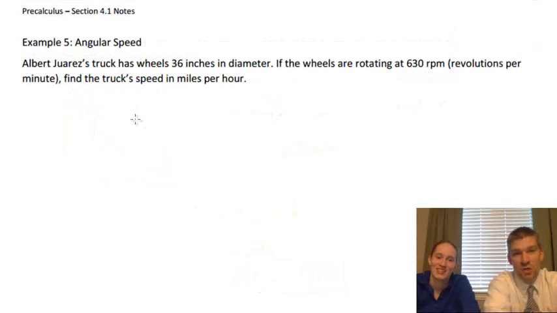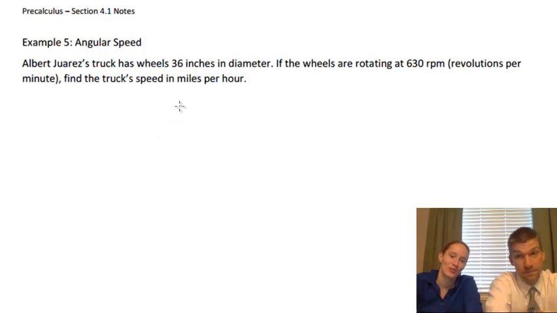Albert Juarez's truck. Oh boy, angular speed. This is going to be great. This is going to be awesome. He's got these wheels with 36 inches diameter. He's rolling on 36s. Yes. If the wheels are rotating at 630 RPM, revolutions per minute, find the truck's speed in miles per hour.